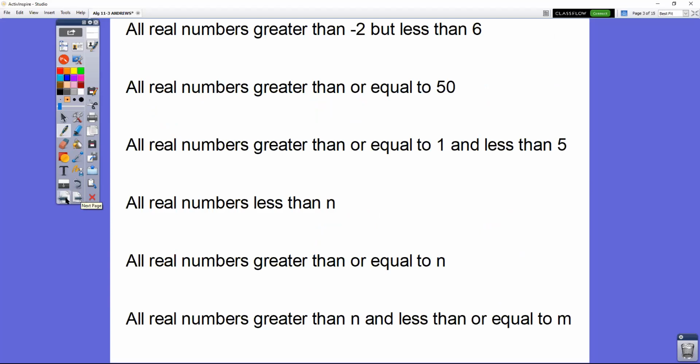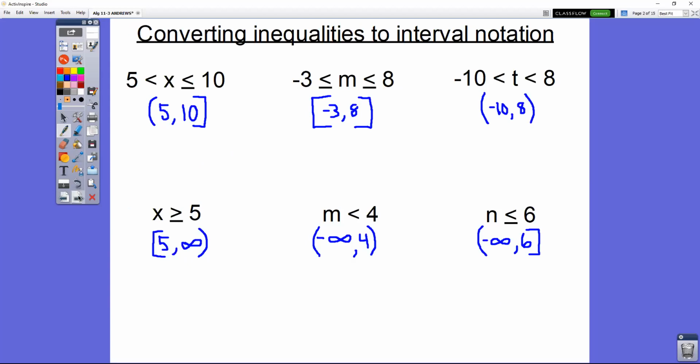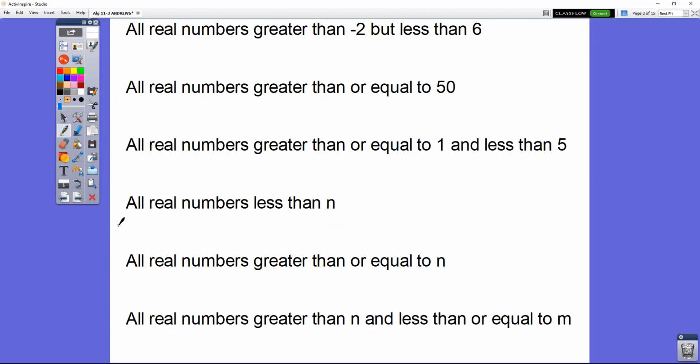Now, not only will they put it in numerical form like this, they'll also have it in word form like this. All real numbers greater than -2, but less than 6. So obviously -2 and 6 are the numbers. Smaller number always goes first, bigger number always goes second. Greater than -2 doesn't say "or equal to," so it's a round parenthesis. Less than 6 doesn't say "or equal to," so it's a round parenthesis.